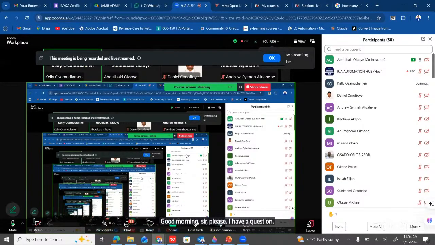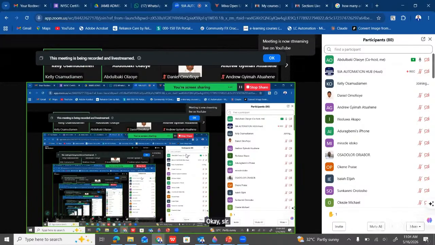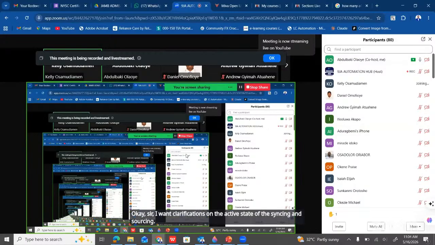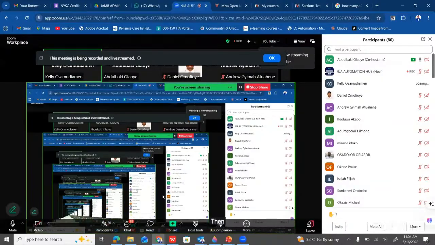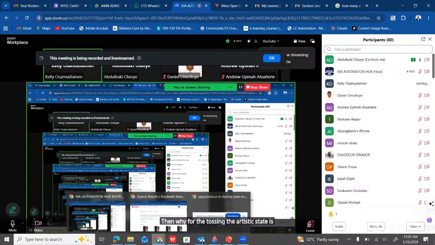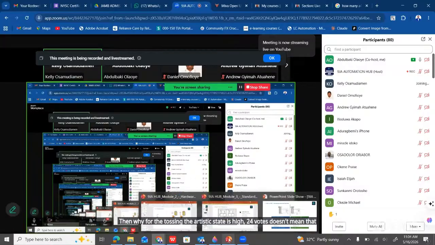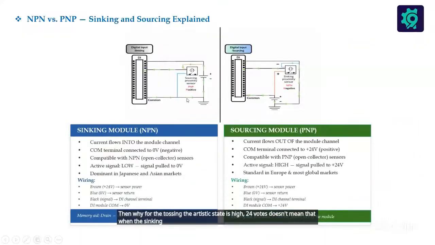All right. I want clarification on the active state of the signal for syncing and sourcing. In the syncing case, the active state is the low signal, while for sourcing the active state is high, 24 volts. Does it mean that when the syncing module sets 0 volts, that represents a binary one, a true value?